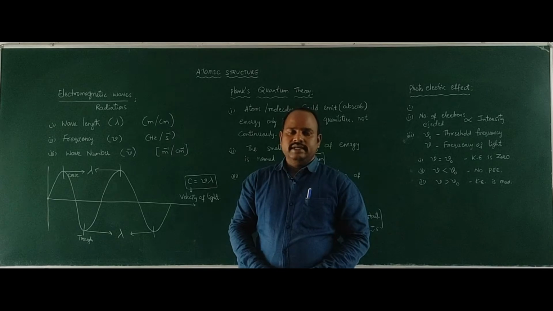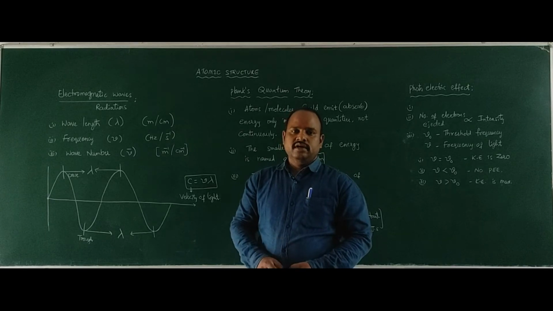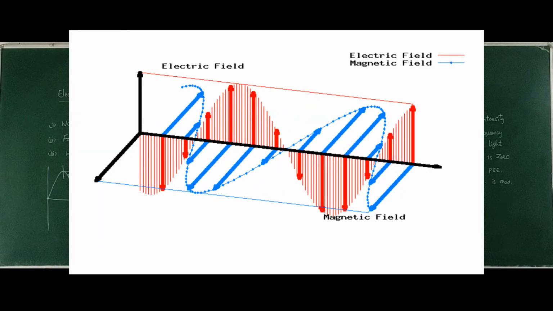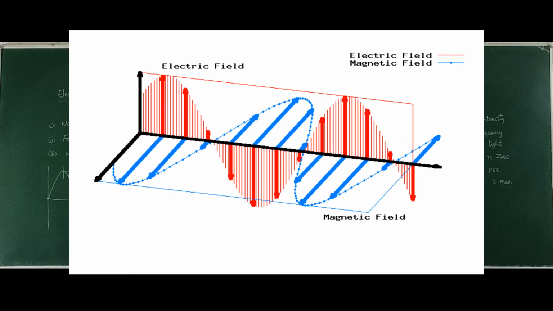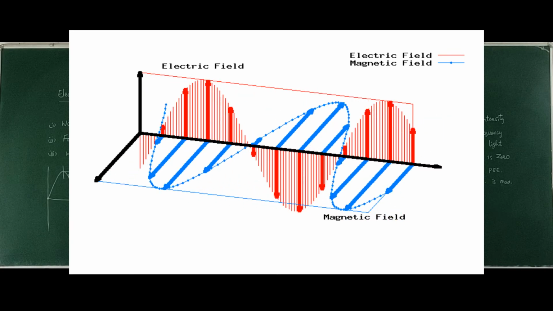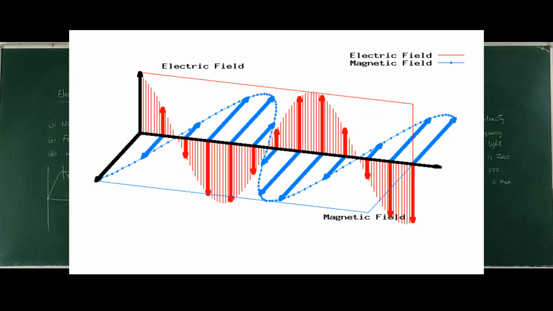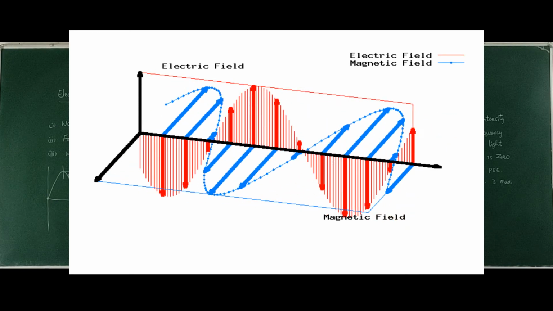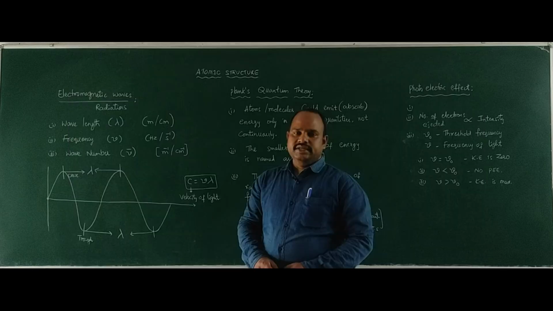The oscillating electric field and magnetic field, which are produced by oscillating charged particles, are mutually perpendicular to each other, and both are perpendicular to the propagation of the wave. Such a wave is named an electromagnetic wave or electromagnetic radiation.